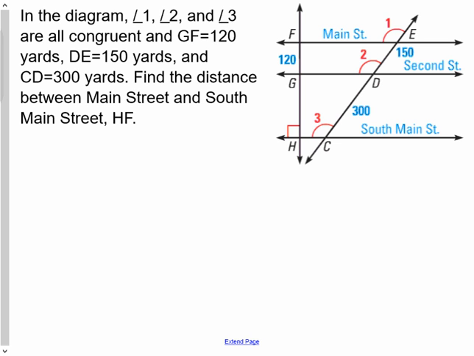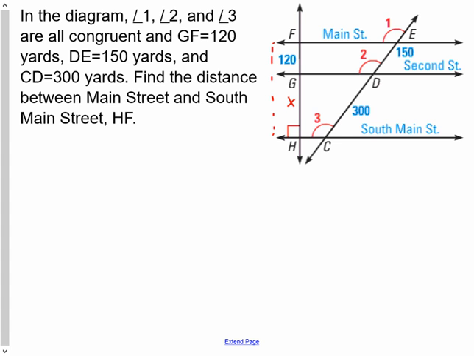Next, in the diagram, angles 1, 2, and 3 are all congruent, and GF is 120 yards, DE is 150 yards, and CD is 300 yards. Find the distance between Main and South Main. Okay, so they're actually looking for this distance here. It says HF. We're going to need this distance here first.